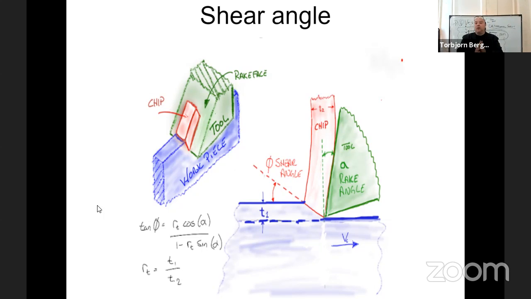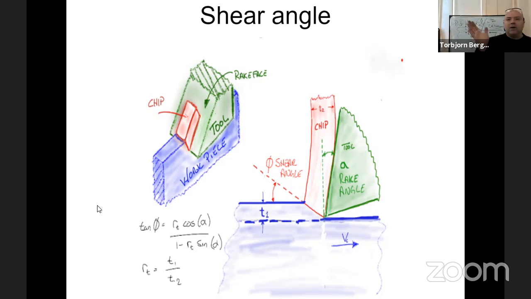So that's pretty cool. Because if we can do that and we know the uncut chip thickness because we set that as a process variable, how do we find out the chip thickness? It's really simple. We open up the door to the lathe and we pick up one of the chips and we measure it. So we do our cutting experiment, we measure one of the chips, we can calculate that RT.